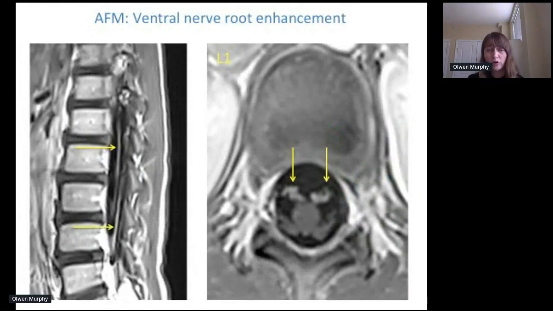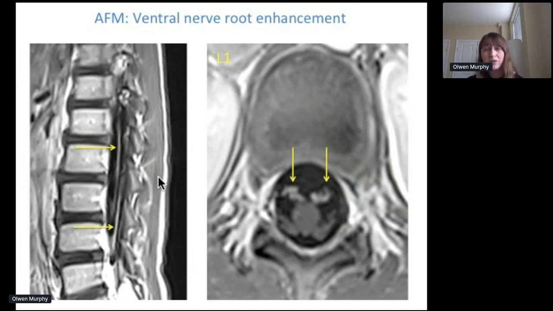Next question is whether postgadolinium enhancement is seen in patients with AFM. And the answer depends on where you look and when you look. So parenchymal enhancement within the spinal cord itself is rarely present. If it is present, it tends to be just a little blush of enhancement associated with severe edema and breakdown of the blood-spinal cord barrier.